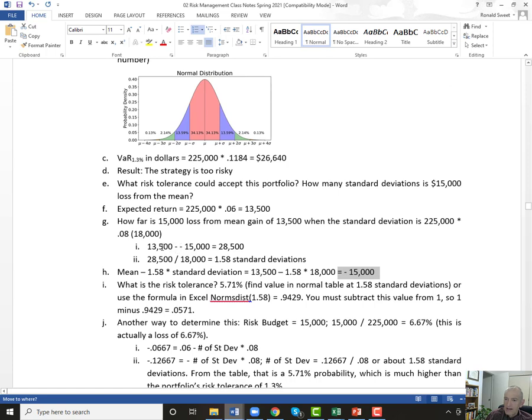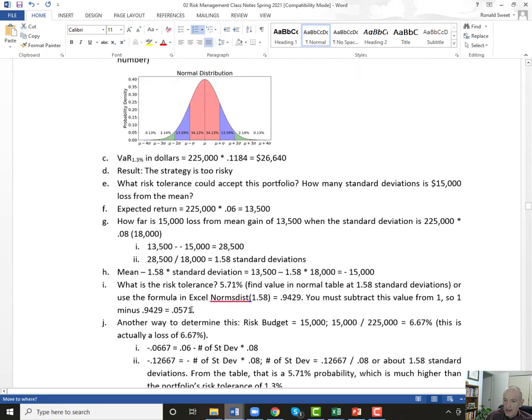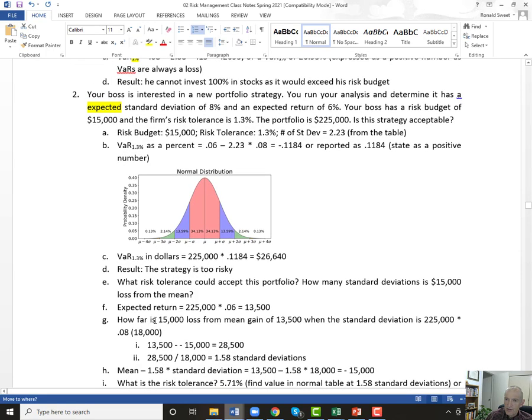So what does that imply for our risk tolerance? Well, NORM.S.DIST at 1.58, we went to the table, we would find 0.9429. So 1 minus 0.9429 is 5.71%. Our risk tolerance can't be 1.3%. It would have to be really high. We'd have to be really, really happy with risk. We could say, hey, 5.71%, boy, that's a really high risk. That's probably like a single B, double B rated type of company type of risk. So yeah, we'd have to increase our risk tolerance quite dramatically.